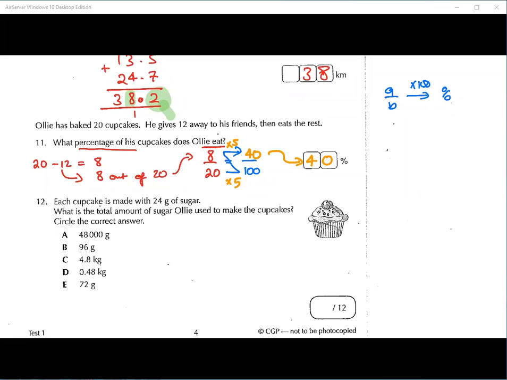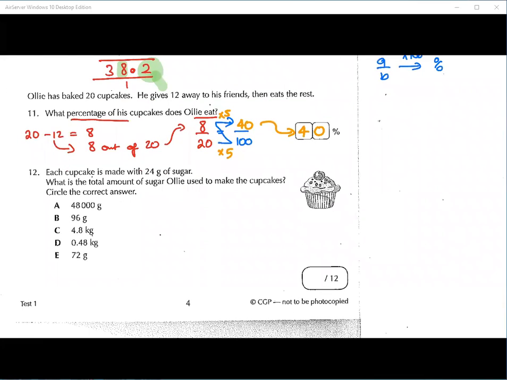Okay. Question number 12. Let's finish off for me, please, Sarah. Each cupcake is made with 24 grams of sugar. What is the total amount of sugar used to make the cupcakes? Circle the correct answer. So what calculation do we do? What do we do with this number 24 and this number 20 at the top as well? Because he's making 20 cupcakes. Multiply them. So you can have 24 times by 20. So 24 times by 2 is? 48. And then you add a 0 onto it. So that gives you 480 grams.